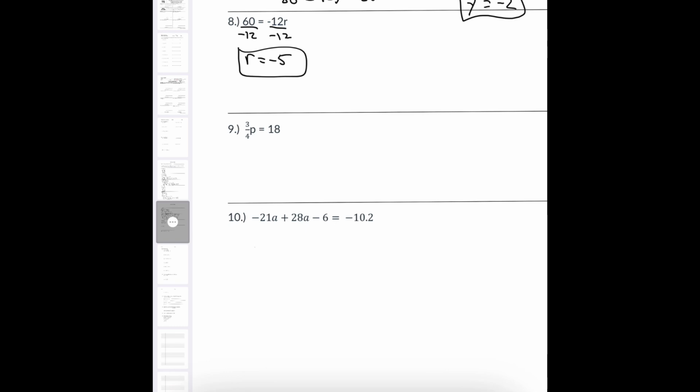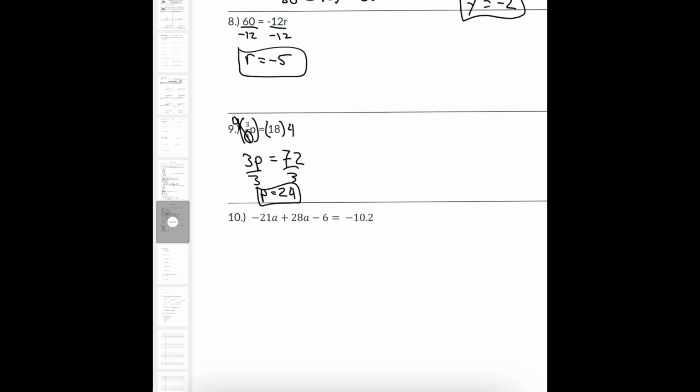Alright, and number 9, we have 3/4 p equals 18. There's a couple different ways that you could solve this one, but probably the easiest way is to just start by multiplying both sides by 4, because that's the denominator of this fraction. If you multiply both sides by 4, it will cancel out with the denominator, leaving you just 3p on the left side, and then 18 times 4 is 72. So now that we have 3p equals 72, we just divide by 3, and we will get that p equals 24.